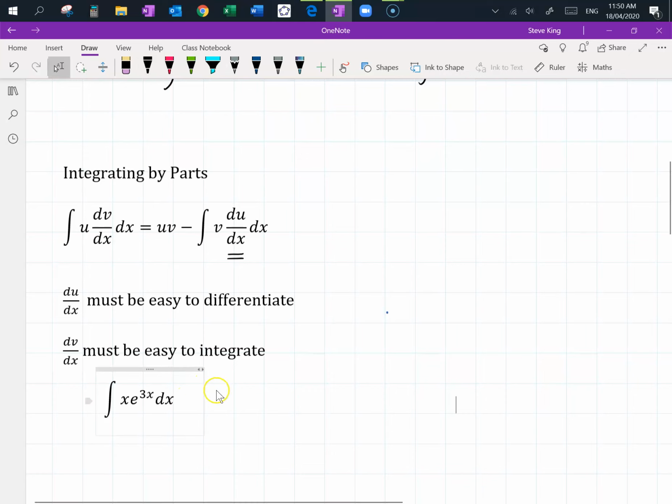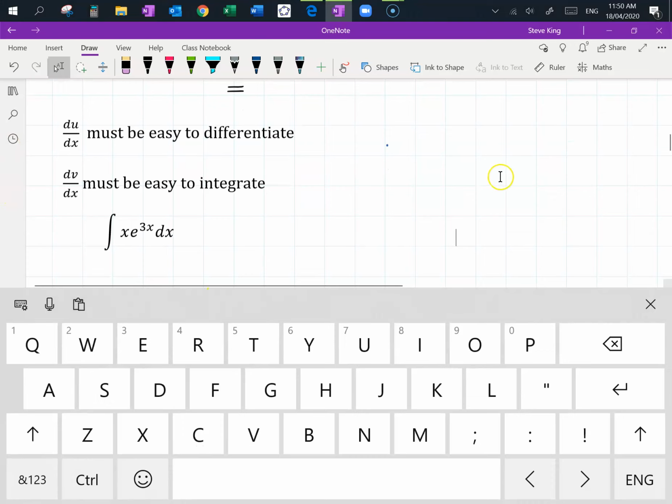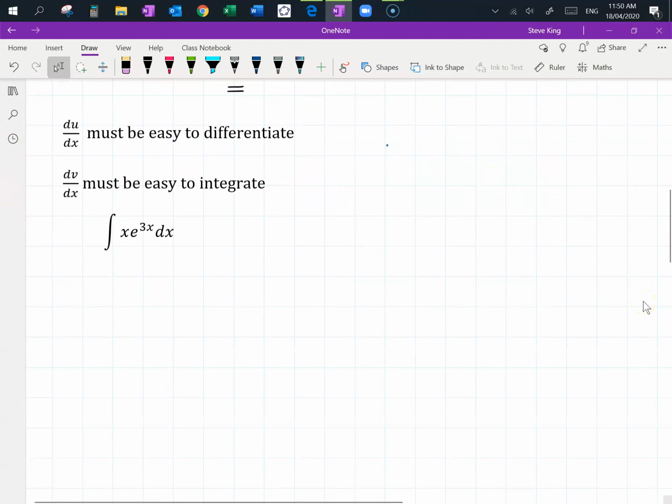So we'll work through a couple of examples on this, and we'll see how this goes. Here's our first example, the integral of x times e to the 3x dx. I need to decide which element is going to be u and which element is going to be dv dx. So to start out with, I'm going to say let u equal x.